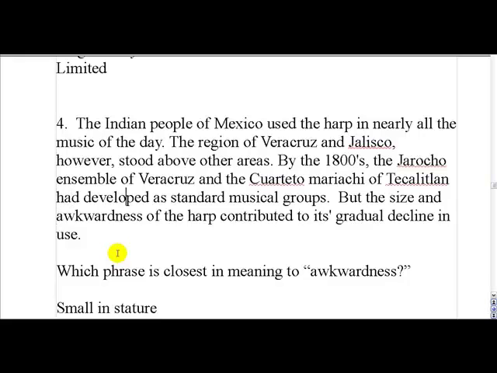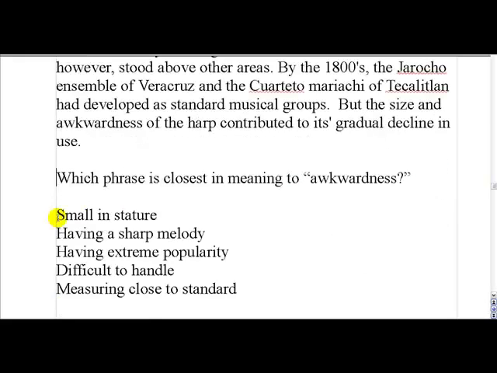So I think the word but is important because it's trying to explain why the harp did not become as popular in other areas as it was in the region of Veracruz and Jalisco. So it says the size and awkwardness. Now because of the word and, you can infer here that awkwardness and size are similar. You can probably guess that the size of it means it was fairly large. It was a large instrument, and because it was so big, a lot of people did not want to use it. Which brings us to the question: which phrase is closest in meaning to awkwardness?